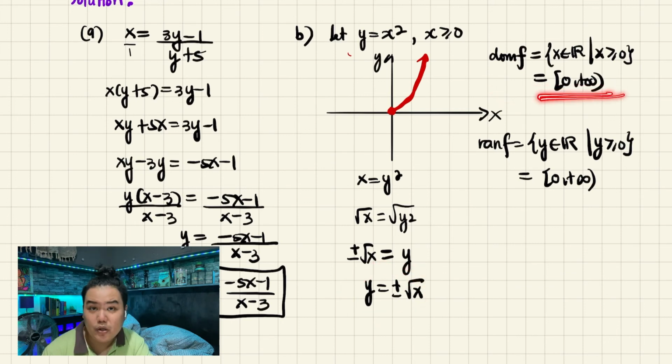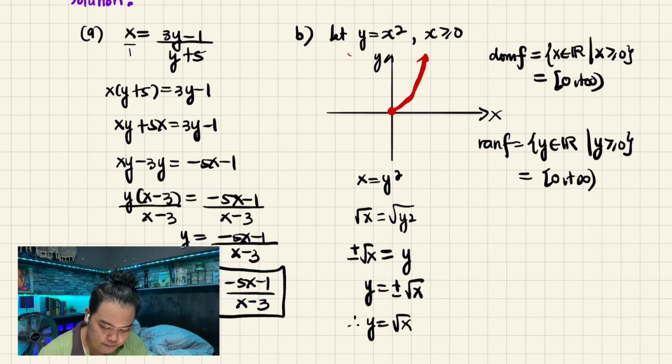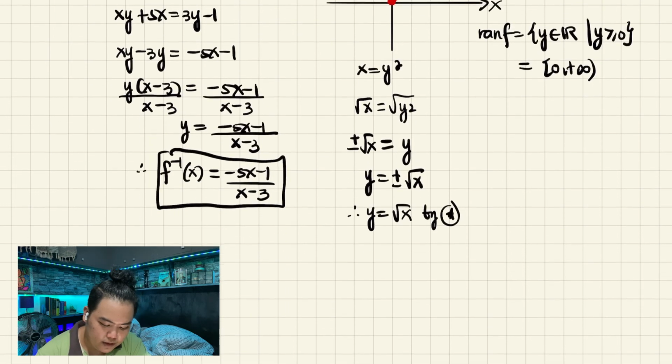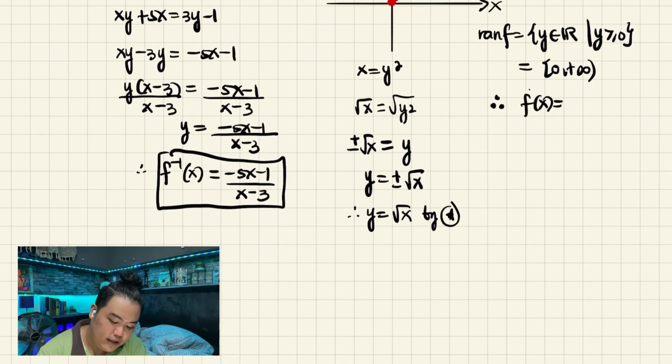So, yung domain mo, non-negative. So, dapat itong mga y mo, non-negative. Kaya, ang pipiliin mo yung plus. So, plus, tapos itong square root na negative. Yung plus square root is non-negative yon. So, therefore, y is square root of x. Lagyan natin ng dahilan by star. So, therefore, f inverse of x is square root of x.